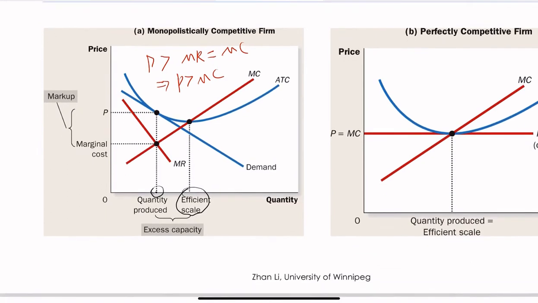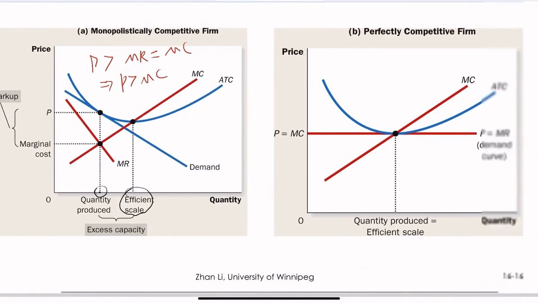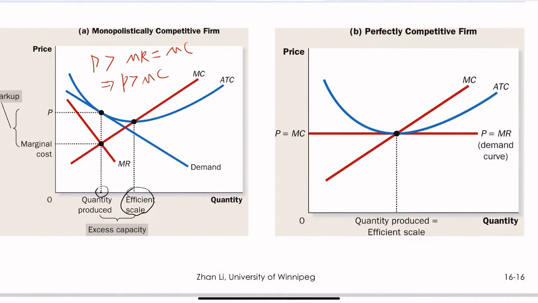Clearly, this is very different from a competitive firm in the long run, right? We know that in the long run, a competitive firm will produce at the efficient scale. So there is no efficiency loss, there is no excess capacity. The competitive firm is using its production capacity in the most efficient way.